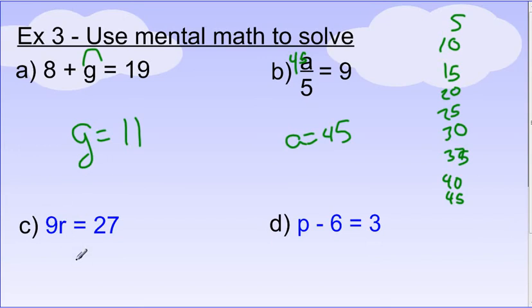Alright, so letter C, you should have found that r equals 3, because 9 times 3 is 27. And letter D, p should equal 9, because 9 minus 6 is 3. If you said 3 minus 6 is less than 0, it does not equal 3. 3 is not correct. The correct answer is 9.